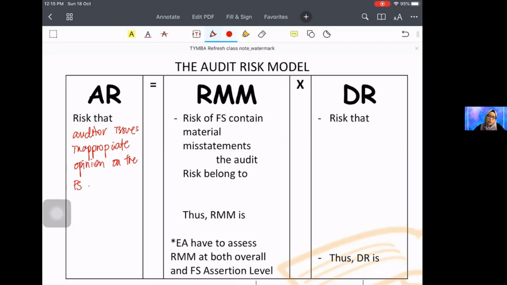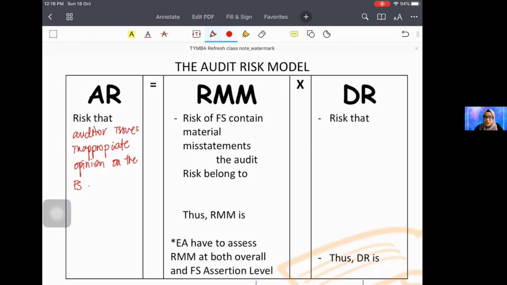So there may be two situations in which auditors can issue a wrong opinion. Number one, the financial statement contains material misstatement, but the auditor issues an opinion that the financial statement is true and fair. So there is one audit risk issue. The second situation is the financial statement is correct, meaning it does not contain material misstatement, but the auditor issues an opinion that the financial statement does not show a true and fair view.